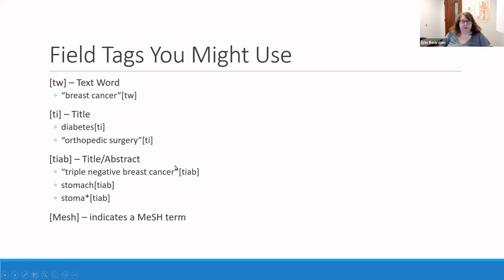You can use field tags with phrases in quotation marks, and with just keywords. You can also use them with truncation. So stoma* in the title or abstract means anything that starts with stoma in the title or abstract. And then there's also the field tag for a MeSH term, which you don't have to keep track of and make sure you put on. When we look for MeSH terms in the MeSH database, it'll automatically do that for us. And I'll show you how that's done.